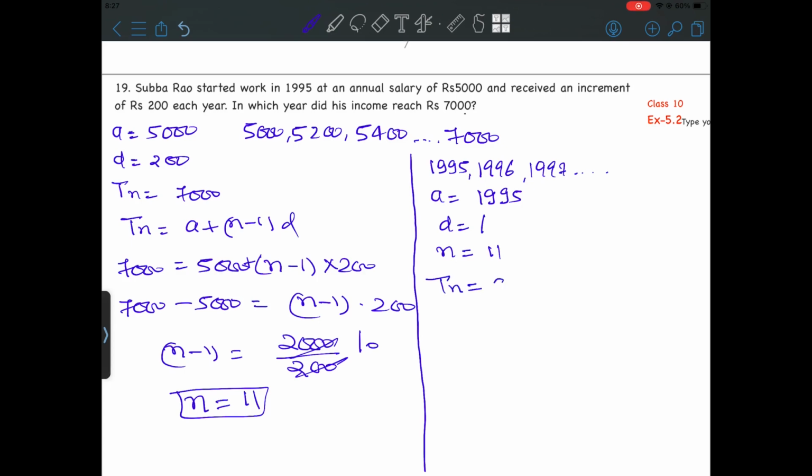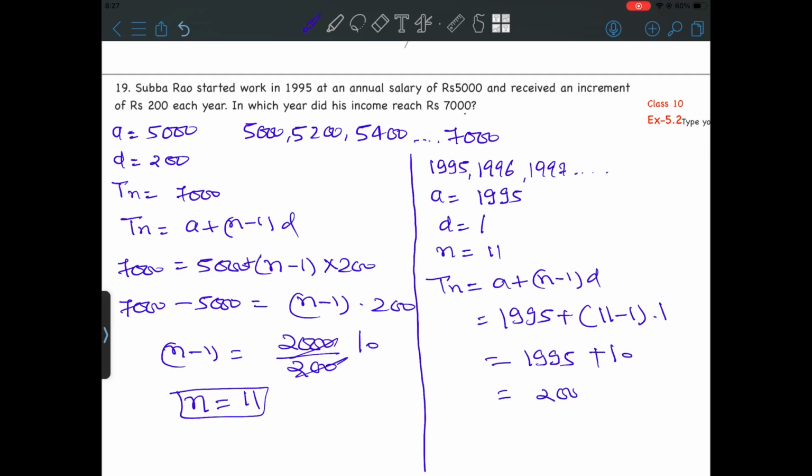So that is A plus n minus 1 into D. A is 1995 plus 11 minus 1 into D. D is 1. So 1995 plus 10 is equal to 2005. In the year 2005, his salary becomes 7,000 rupees. So this is how we solve this question, right? I hope it is clear. Let's see the next question.